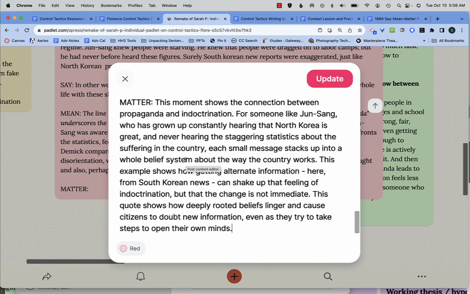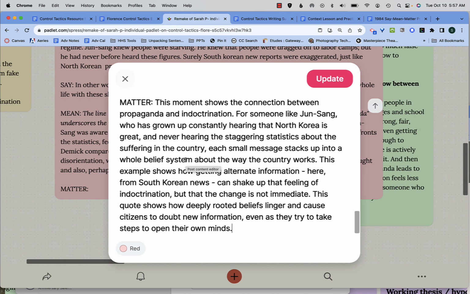Okay, so again, my thesis was about what are the connections between propaganda and indoctrination, and how does propaganda build up into indoctrination over time. And what's really interesting to me in this quote is the way that Junsong, who's trying so hard to get new information and is taking on such risk to open his own eyes, still struggles to accept it, even though he's a pretty open-minded, well-educated person. So that's what I want to capture in my matter.